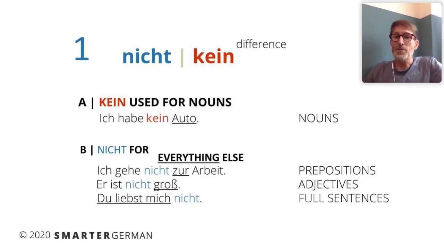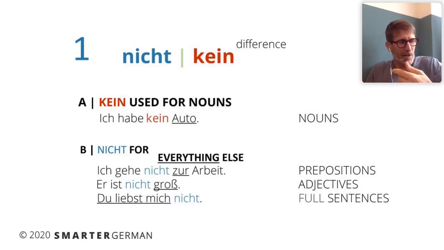So Nicht is for everything else. Anything that you can see here. Ich gehe nicht zur Arbeit. Zu, without the R, is what we call a preposition. The word gives it away. It's in front of something. So it's in front of a noun. Arbeit has a capital A, so it's a noun. So it's in front of the zu. Is nicht groß. So if I want to negate something, an adjective.